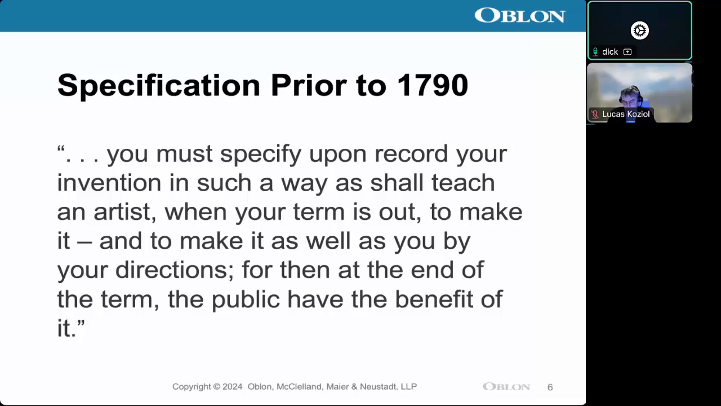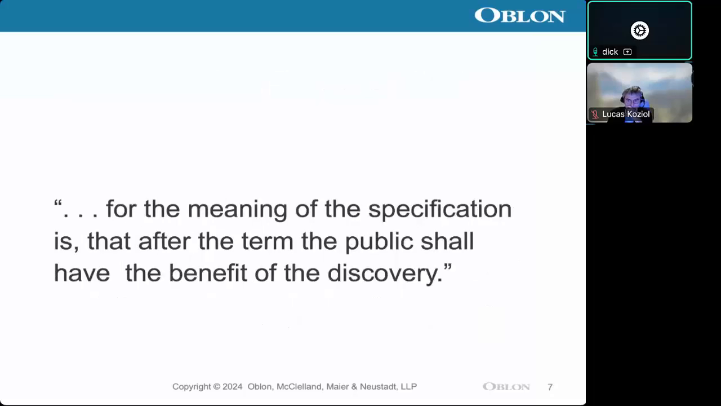Now, this was a 1778 case decided by Lord Mansfield, and it was Liardet v. Johnson. And this is the first published decision talking about specifications that I found in the history that I read about specifications, but it was not to be the last.